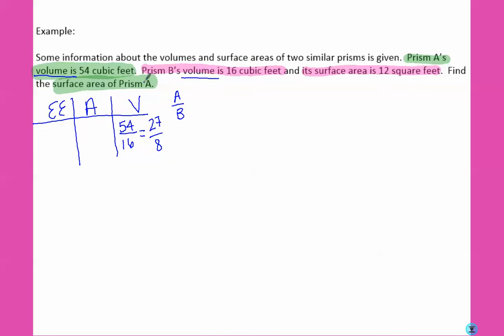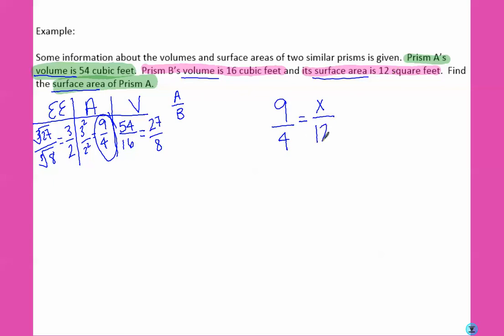So now before we can start finding the areas, we need to go to scale factor first. So I'm going to cube root each of these, which gives me 3 over 2. To get my area ratio, I need to square both of those. So I get 9 over 4. That's the ratio I'm going to use because I'm looking for surface area. So 9 over 4 has to equal, remember prism A is on the top, so I'm going to put x over, and then it told me prism B had a surface area of 12.